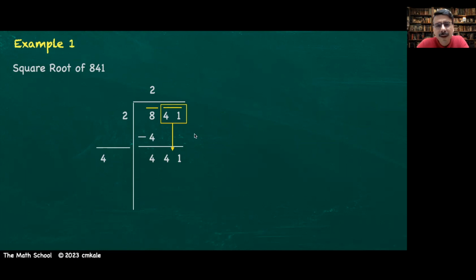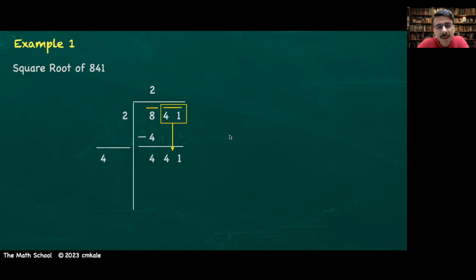So now reflect back. 20 square is 400. 2 2s are 4, right? And 10 into 10 is 100. So 20 square is 400, but 841 is quite far away from 400. So 21 square equals 841 is not looking like the right choice.